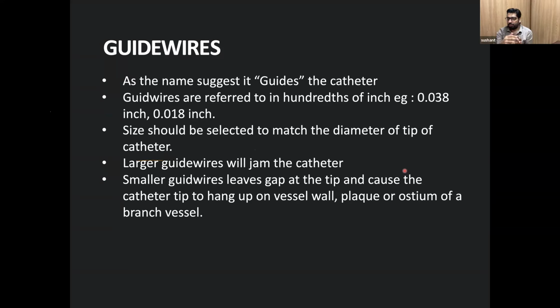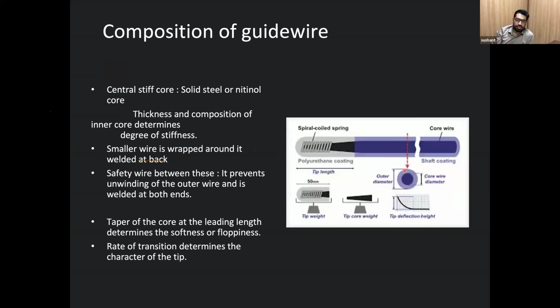Guide wires are referred to in hundredths of an inch, like 038, 018, 035, and these sizes should be selected to match the diameter of the tip of the catheter or the tip of the needle. Larger guide wires will tend to jam the catheter, and smaller guide wires tend to leave space and will have lesser support. So adequate compatibility between wires, catheters, and needles is very important so as to have a free flow of the hardware and smooth interventions.